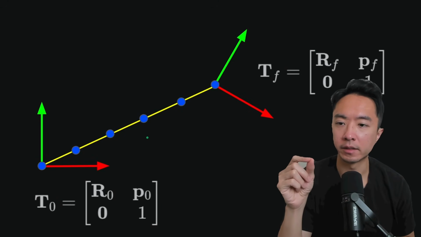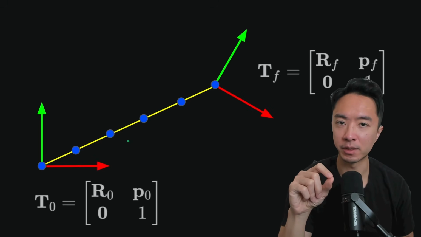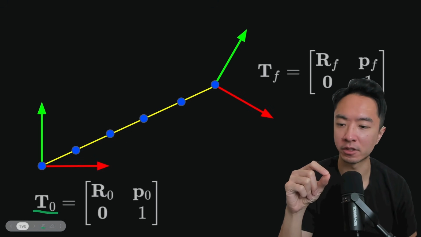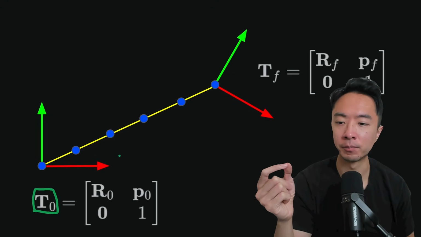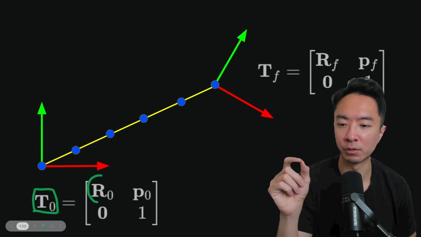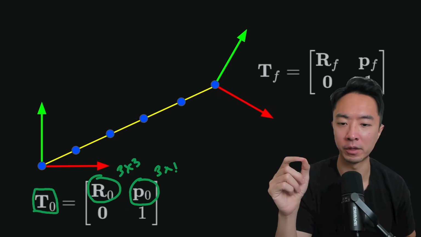So the key idea is you want your robot to move between 2 positions in space, and you would define this position using the transformation matrix, which we covered in our previous video. But essentially what you have is a rotation matrix, your 3x3 matrix, and you have your position vector, which is a 3x1 vector.